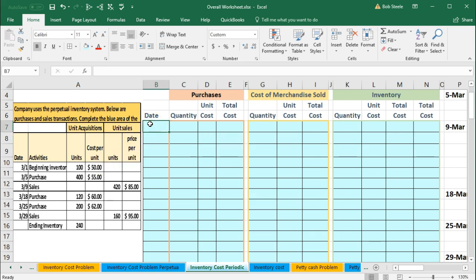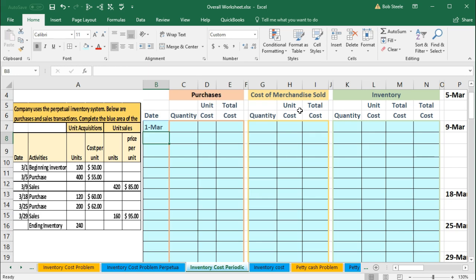We're going to use the first in, first out method and construct it as we go. So we're starting off here on 3-1, and we're going to say that there's 100 units at $50. When we look at this worksheet, note that we have 3 major columns and then 3 columns within each. In other words, we have purchases, cost of merchandise sold, and inventory. Now, we're really not going to be dealing with the cost of merchandise sold, but keeping it there in order to compare and contrast this worksheet with one we would see if we were doing a perpetual system.